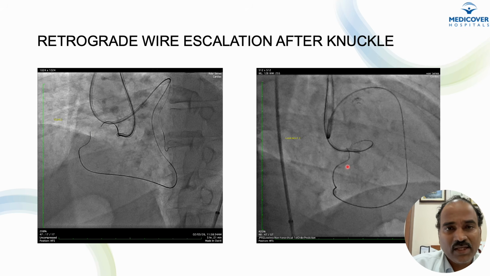Now we can see both wires are almost approximating. But the challenge here is the loop within the CTO segment. So that's when it becomes really difficult to go for further advancement in your wiring strategy.